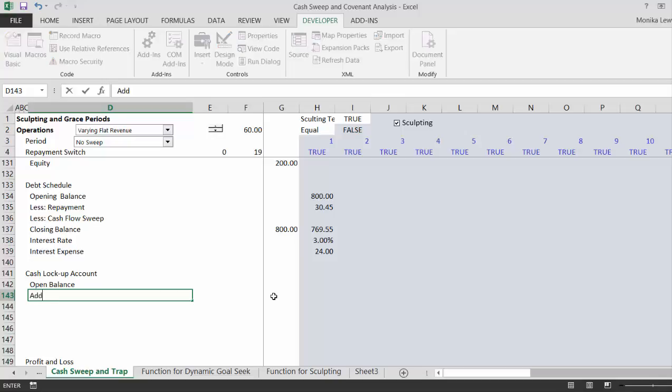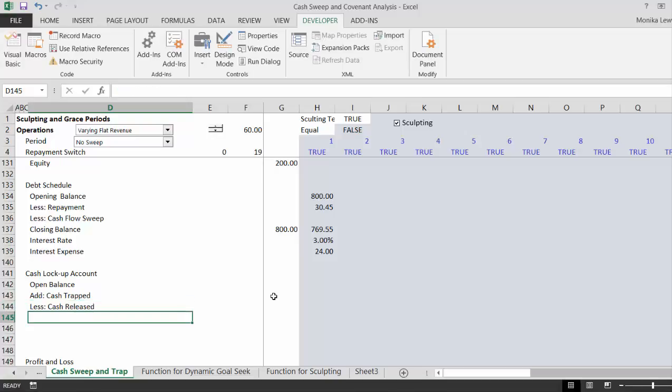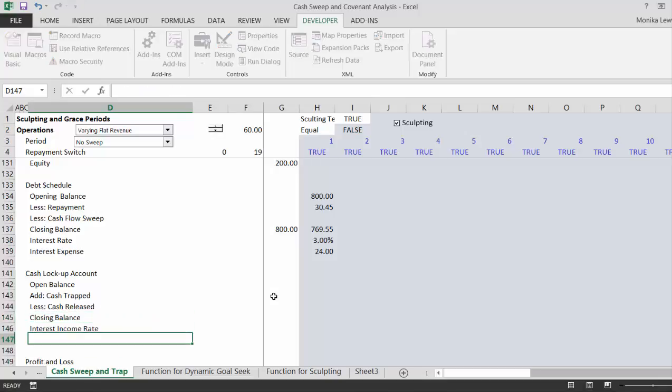So we'll add cash trapped, and then put less cash released. And then we'll put closing balance. And just so you know, we should really put an interest income rate. And then if we did do that, by the way, we put in interest income amount. Now, interest income, we don't have to put amount.